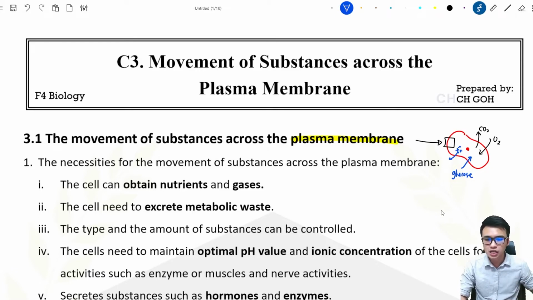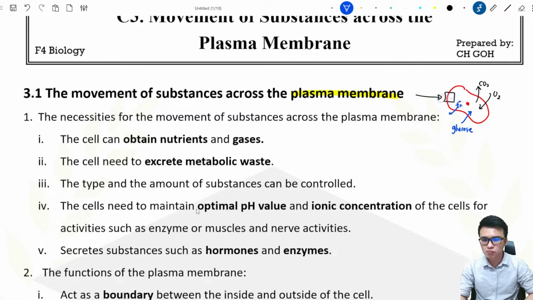All right. Next, the cell needs to maintain the optimum pH value and ionic concentrations for activities like enzyme, muscle and nerve activity. So basically, the plasma membrane forms an internal environment just for the cell, depending on what the cell needs. Let's say the pH value that is suitable for the cell is about pH 7. The plasma membrane is going to form an internal environment and maintain the pH value just for the cell functions.